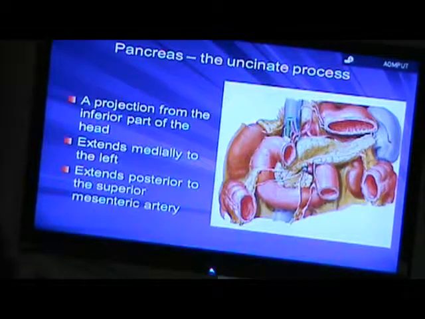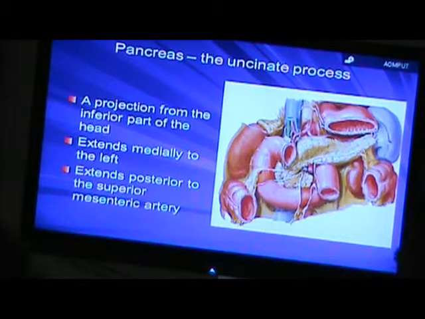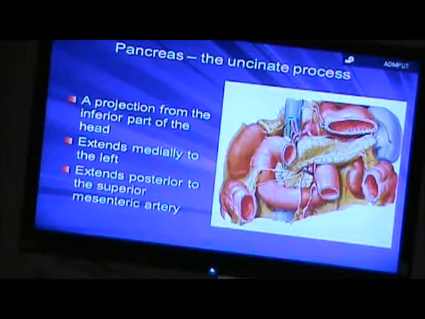The uncinate process is a projection from the inferior part of the head of the pancreas. So here we can see this uncinate process. It extends medially to the left and extends posterior to the superior mesenteric artery. Look, here the superior mesenteric artery is now cut to show us the uncinate process, the part of the head of the pancreas.